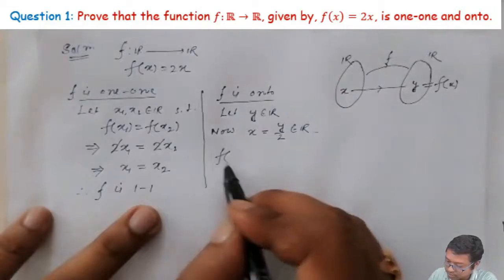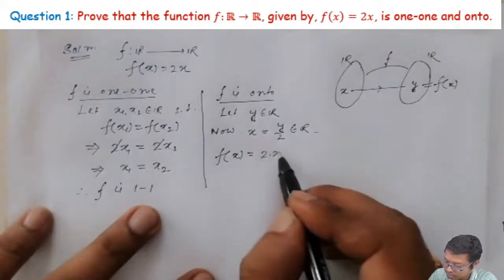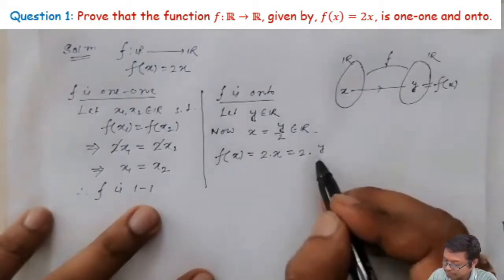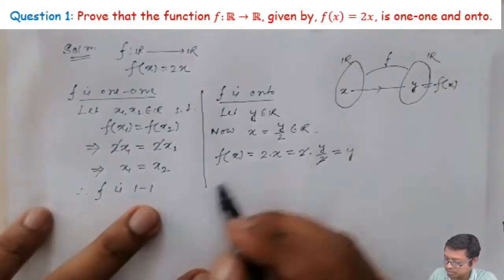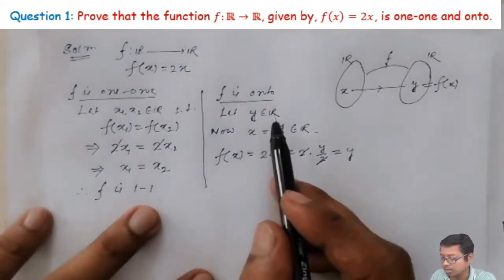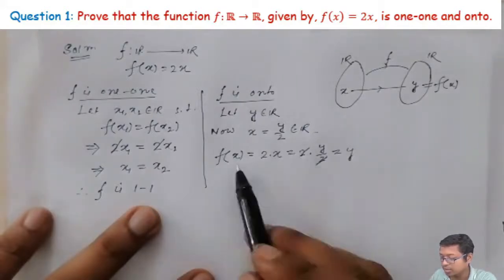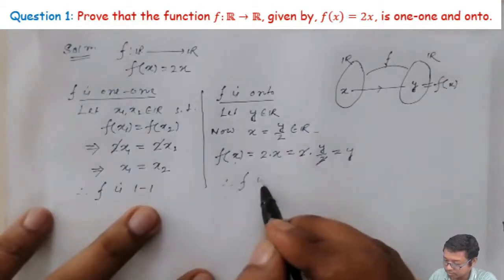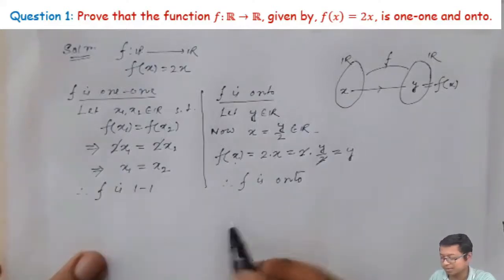Now f of x is equal to twice x, which is twice y by 2, and the 2s cancel out, giving y. Therefore, for any y belonging to R, there exists x belonging to R such that f of x is equal to y. Therefore f is onto, and this is our answer.